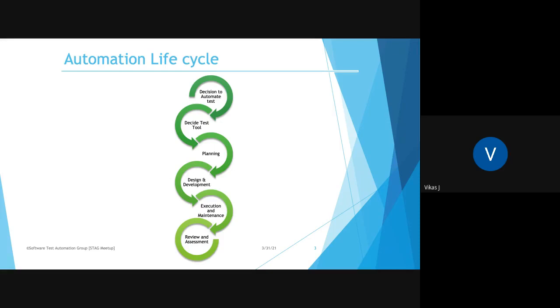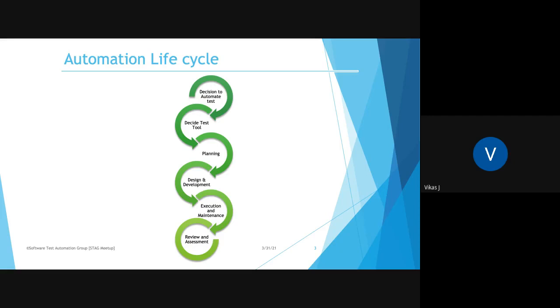All right. So to start with, we'll pick up the test automation lifecycle that we all are familiar with, hopefully. And this is the underlying flow that I'll be following. That we usually start with the decision to automate.